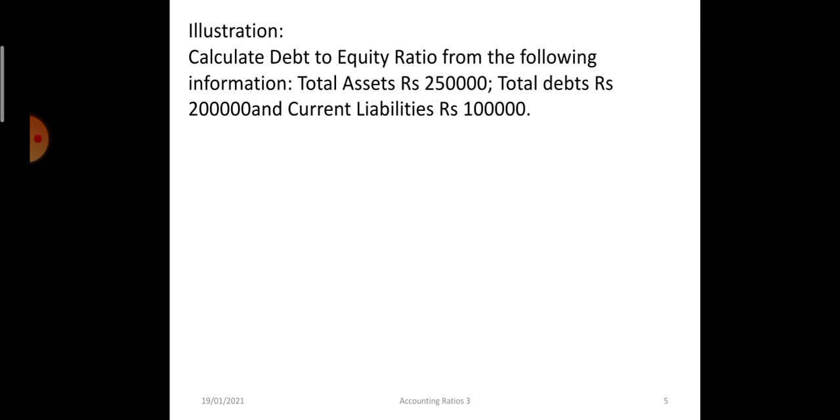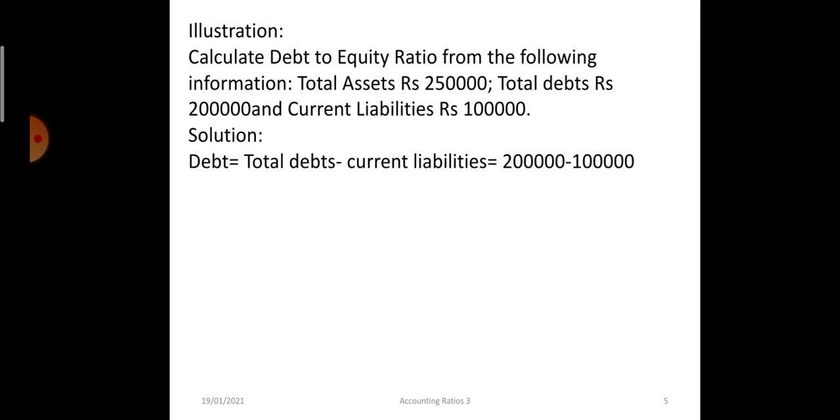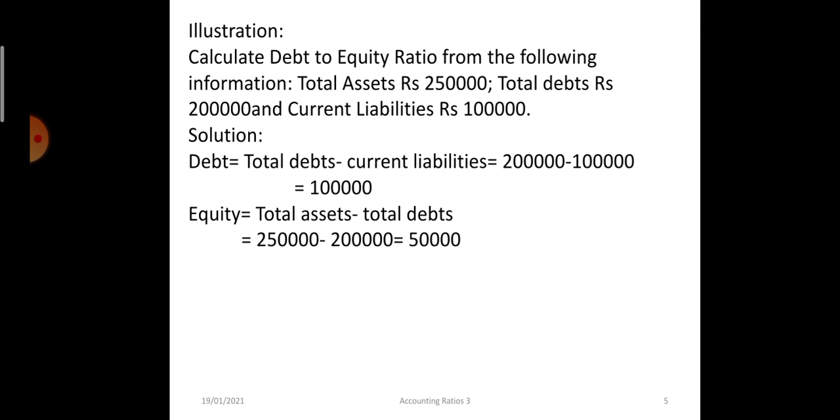In the same manner, to calculate long term debts, total debts, that is 2 lakh minus current liability, that is 1 lakh rupees. So long term debts are 1 lakh rupees. And we have found equity, total asset minus total debts, 2,50,000 minus 2 lakh, it is 50,000 rupees. So debt equity ratio is debt 1 lakh divided by equity 50,000, and the debt equity ratio is 2:1.